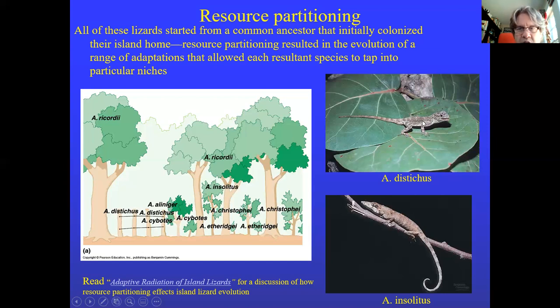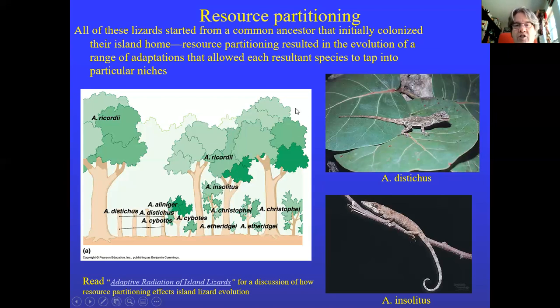So these lizards become different, look different, right? They have different characteristics, different tail length, different leg length, maybe different body shape, head shape, whatever, but they're all derived from the same original species, and they become different species by evolutionary principles that we talked about last term, right? And it is because resource partitioning is happening.